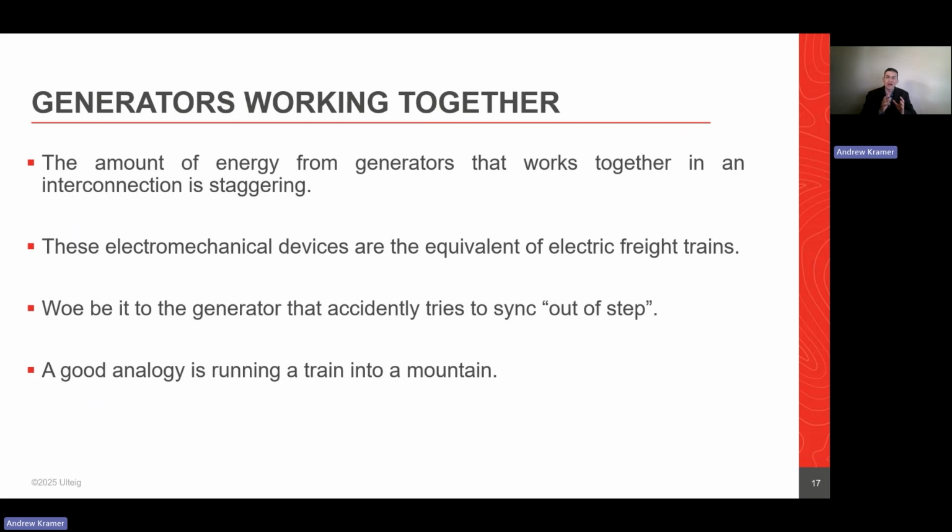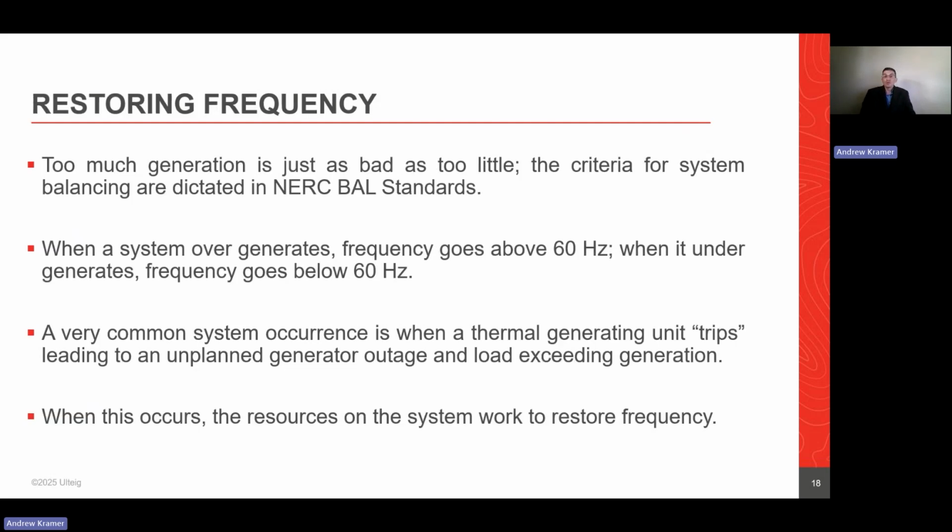But I wanted to give you kind of that picture of what happens with the amount of energy and everything else that's stored on the system, or I should say in use by the system, and how all of these generators working together do produce a giant freight train that works together, and you have to be brought in step. So let's talk about what happens when we drop below 60 hertz.